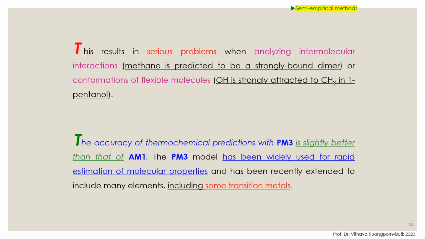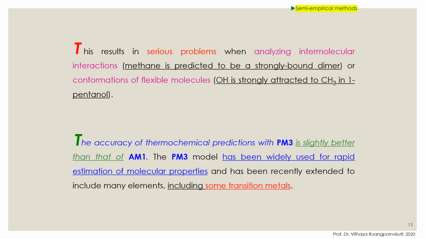This results in serious problems when analyzing intermolecular interactions, such as the calculation for the methane dimer, which is predicted to be a strongly bound dimer, which is erroneous, or calculations for conformations of flexible molecules, such as the hydroxyl group being strongly attracted to the methyl group in 1-pentanol.